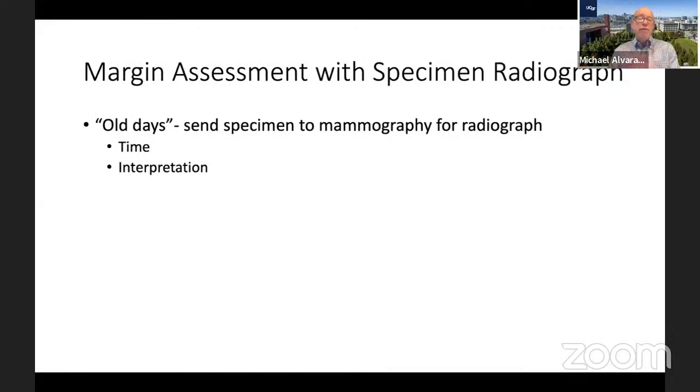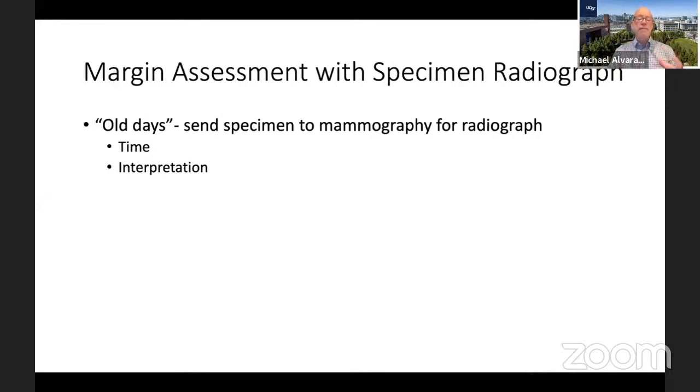In the old days, as Professor Tram was showing, we would take the specimen and send it to mammography. It'd be in a plastic bag. They'd put it in the machine, and then they'd send us a picture. And we'd have no idea which way was superior, which way was lateral. We'd ask the radiology tech, and they'd say, I don't know, we just took a picture of it. That was terrible, and it really caused a lot of problems with understanding what was what.